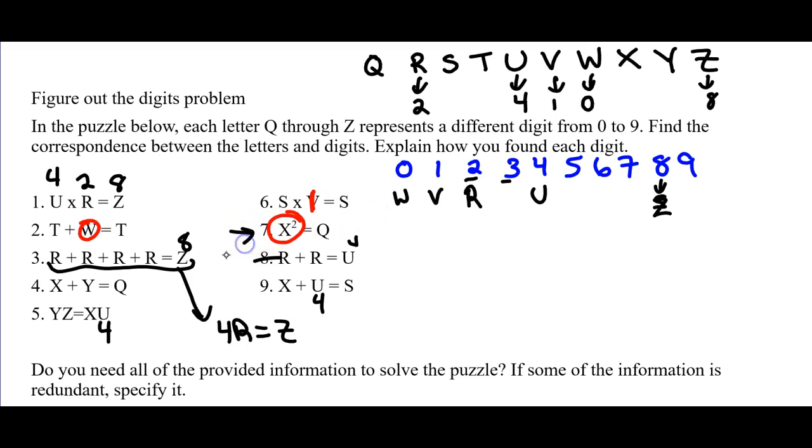Let's go back to number 7. We said that something squared gave me q. Since 2's already been claimed right here by r, we can now say that x must be 3. And so 3 squared gives me 9, so q must be 9. All right, let's see what else we have here. We got x is 3, so 3 plus 4 must equal 7. So s is 7.